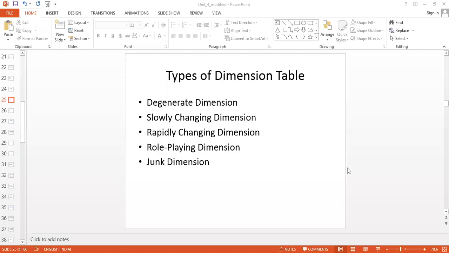Let us have a look at the types of dimension tables: degenerate dimension, slowly changing dimension, rapidly changing dimension, role-playing dimension, and junk dimension. So let us try to understand these one by one.